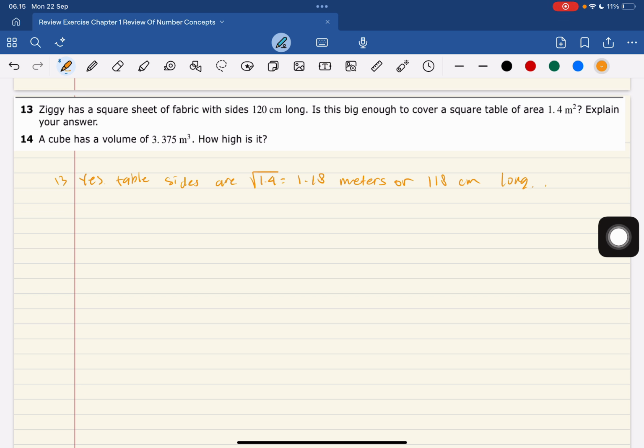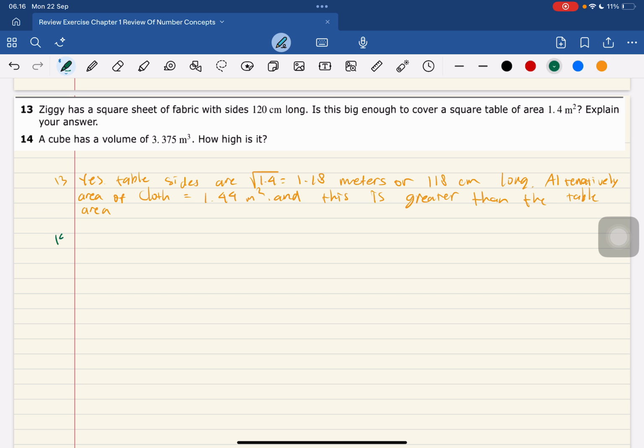Or we can find the alternative if you like. Area of cloth equal to 1.44 meter squared. Then this is greater than the table area. So number 13 is possible.